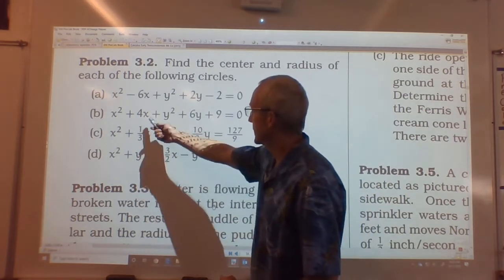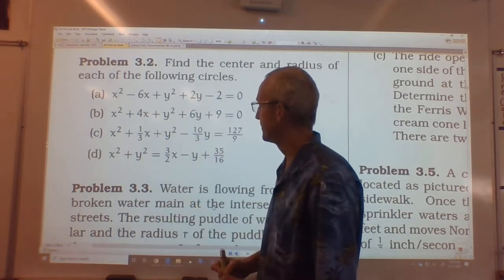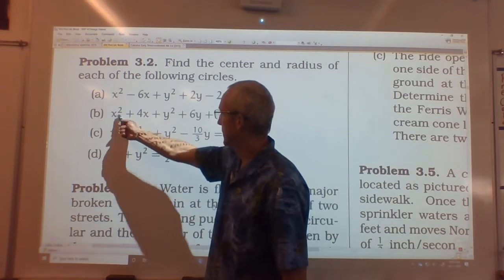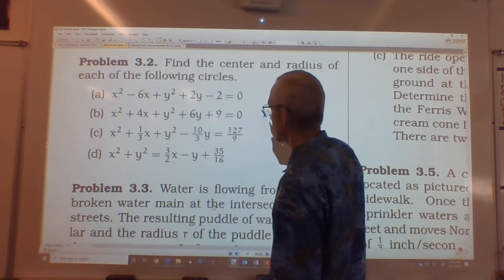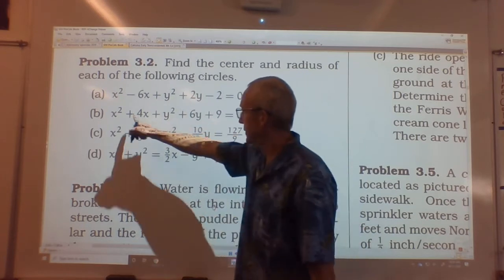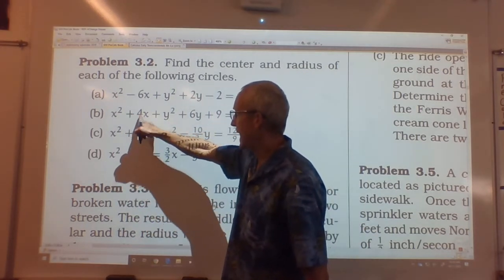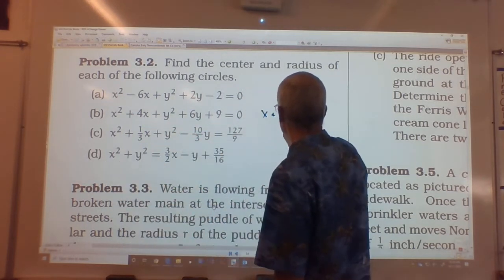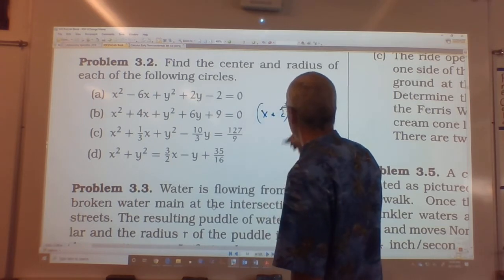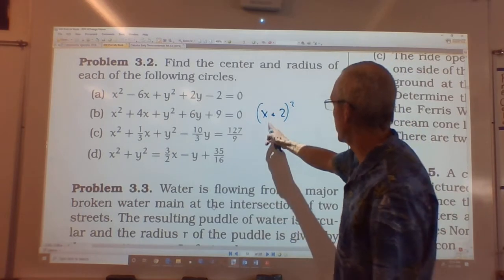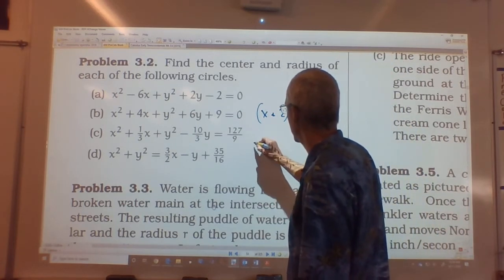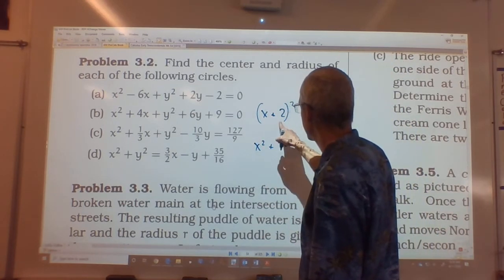Remember, what you do is you do the x's and y's separately. Like here, let's look at the x's. Since it's x squared plus 4x, you always go x plus, since it's a plus sign, and you take half of the number in front of that, which is 2, and you square it.